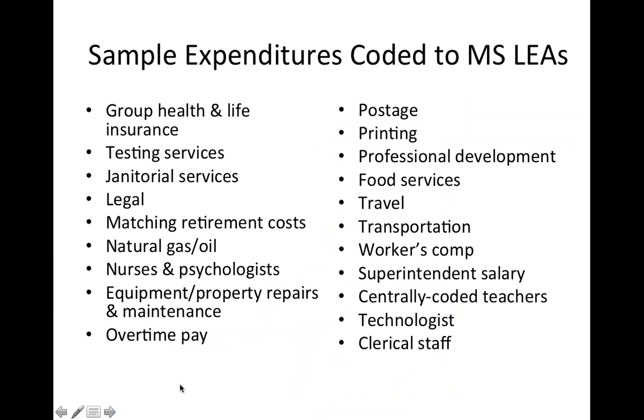Right. And Katie pulled out some of the different kinds of things that tended to be in the Mississippi data categorized to the central. And you can see, not surprisingly, some health and life insurance, although there are sometimes districts where they put health and life insurance on the staff load, which is at the school. So there were testing, janitorial, legal, not surprising there in the first column. But overtime pay is something that might be handled differently in different districts, especially if something's overtime pay in one place, but it's a stipend somewhere else, but it's really for the same thing. Maybe there are other things on the right column, things like postage. Again, different districts might do postage differently. Professional development, food services were central in general. Superintendent salary and technologist was another item that was often central.